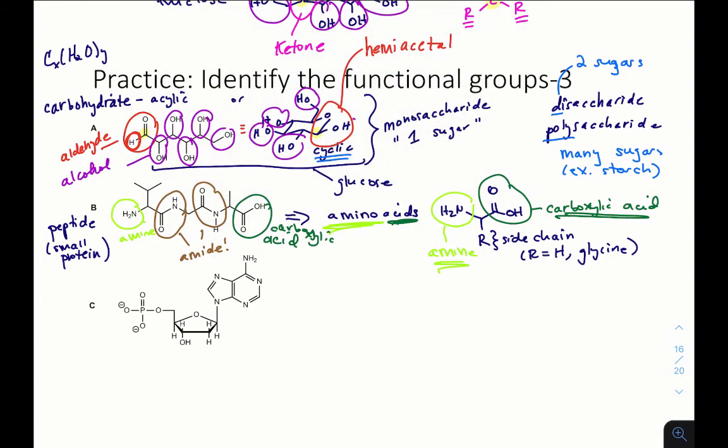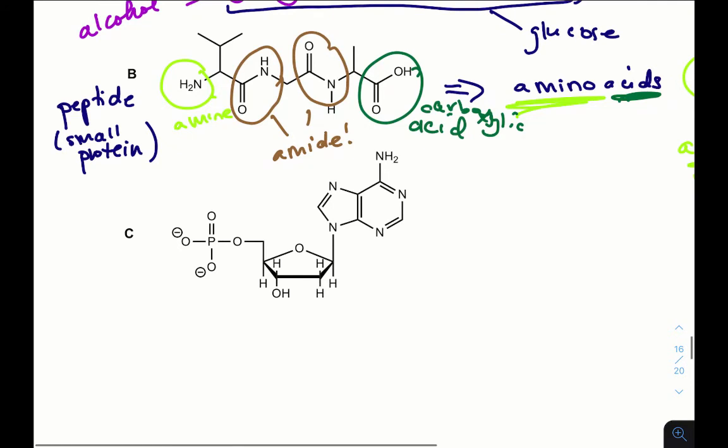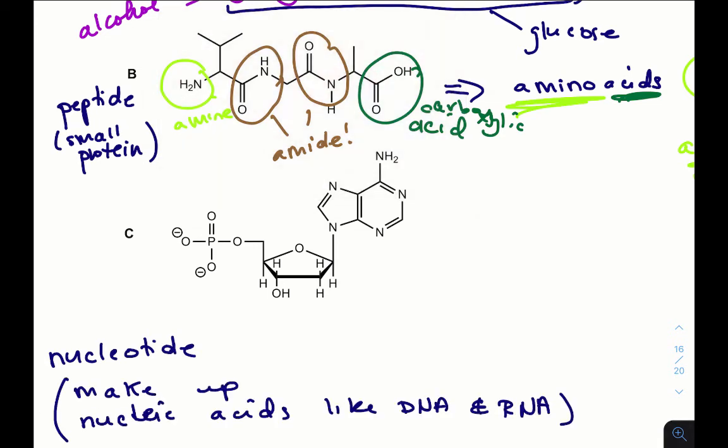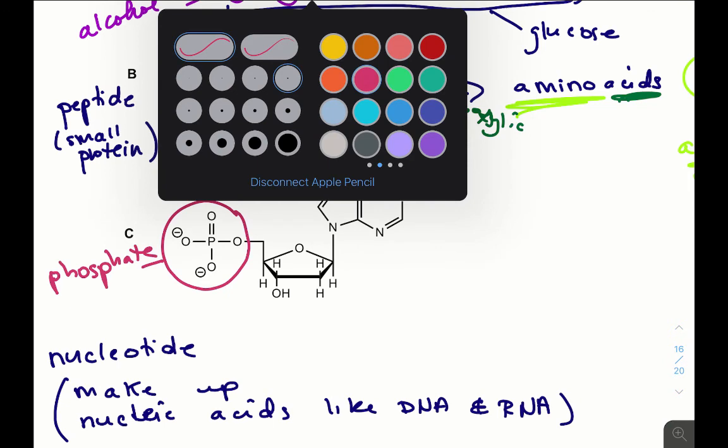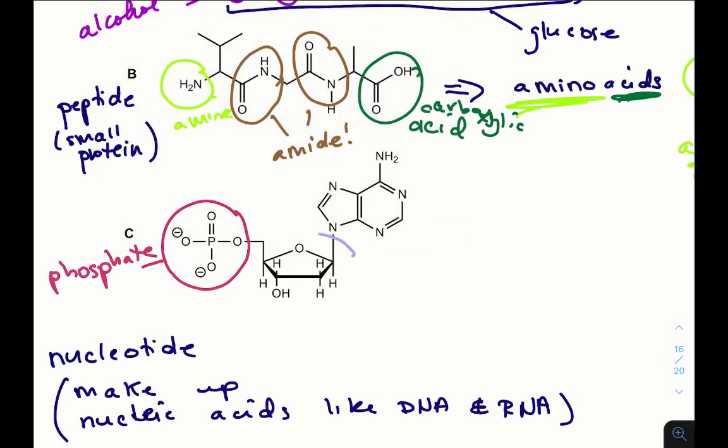Last biomolecule, C. What is this? Yeah, this is a nucleotide, and nucleotides make up nucleic acids like DNA and RNA. Many fun functional groups here in the nucleotides. So we have the phosphate. We have a sugar, a carbohydrate. Here it is.